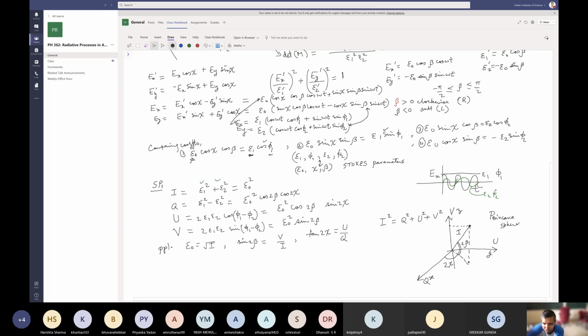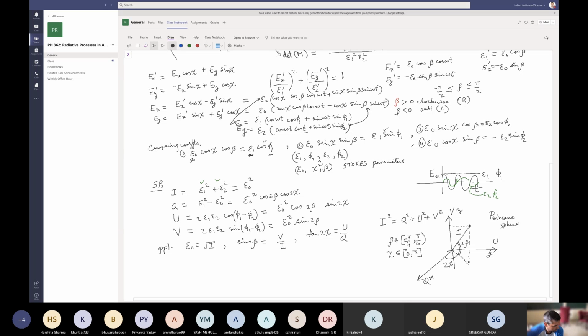Okay, and this Q, U, V are the axes of these Poincare spheres. So beta varies from minus pi by 4 to pi by 4. That you can actually see, because 2 beta goes from minus pi by 2 to plus pi by 2. So beta goes from minus pi by 4 to pi by 4. Chi goes from 0 to pi.